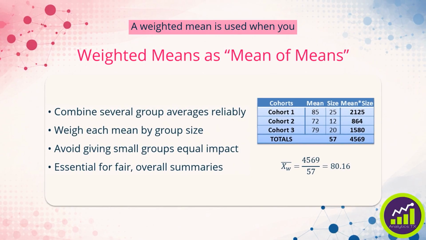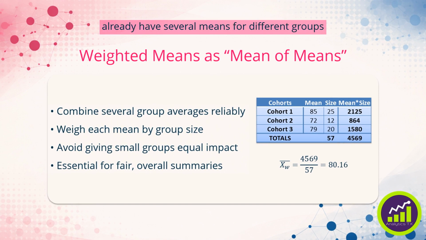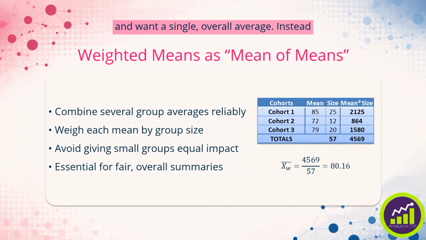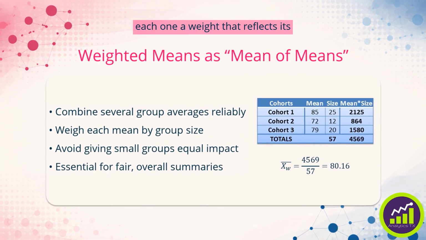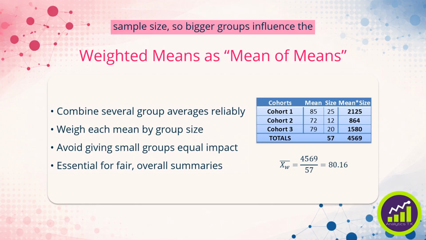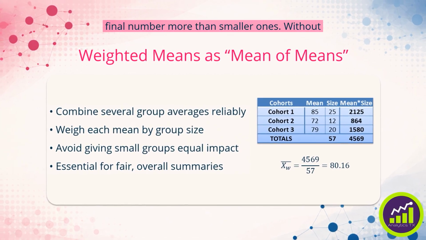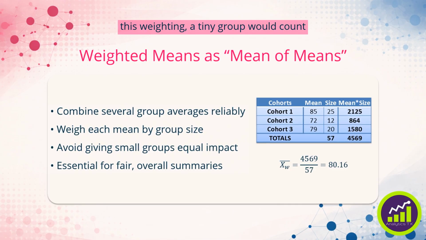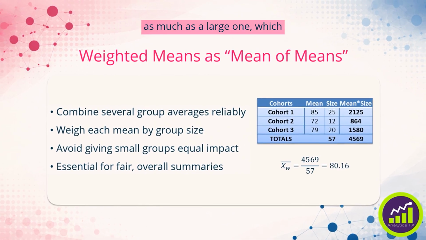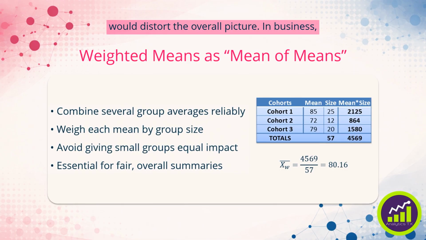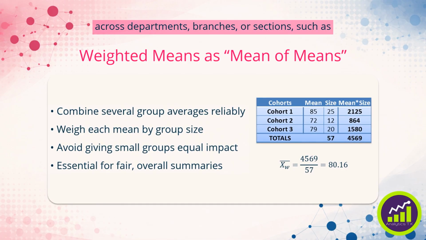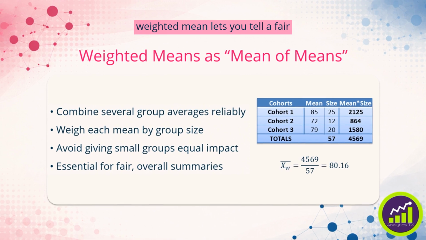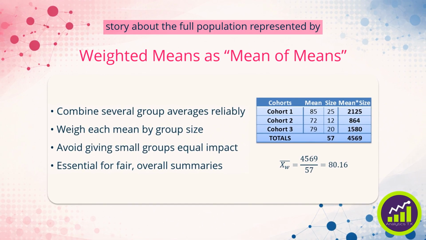A weighted mean is used when you already have several means for different groups and want a single overall average. Instead of simply averaging those means, you give each one a weight that reflects its sample size, so bigger groups influence the final number more than smaller ones. Without this weighting, a tiny group would count as much as a large one, which would distort the overall picture. In business, this is crucial whenever you combine averages across departments, branches, or sections, such as average test scores from multiple classes. The weighted mean lets you tell a fair story about the full population represented by all those groups together.